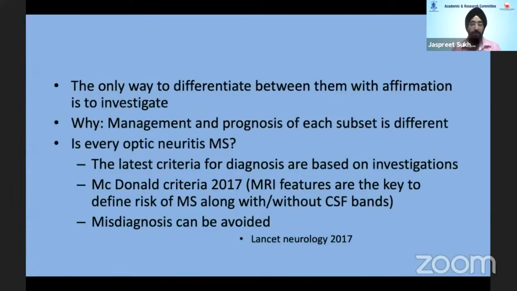Now, is every optic neuritis MS? The latest criteria for diagnosis are based on investigations. You have to investigate. The McDonald criteria in 2017 had MRI features as the key to define the risk of MS, along with or without CSF bands. So with all this, a misdiagnosis can be avoided.